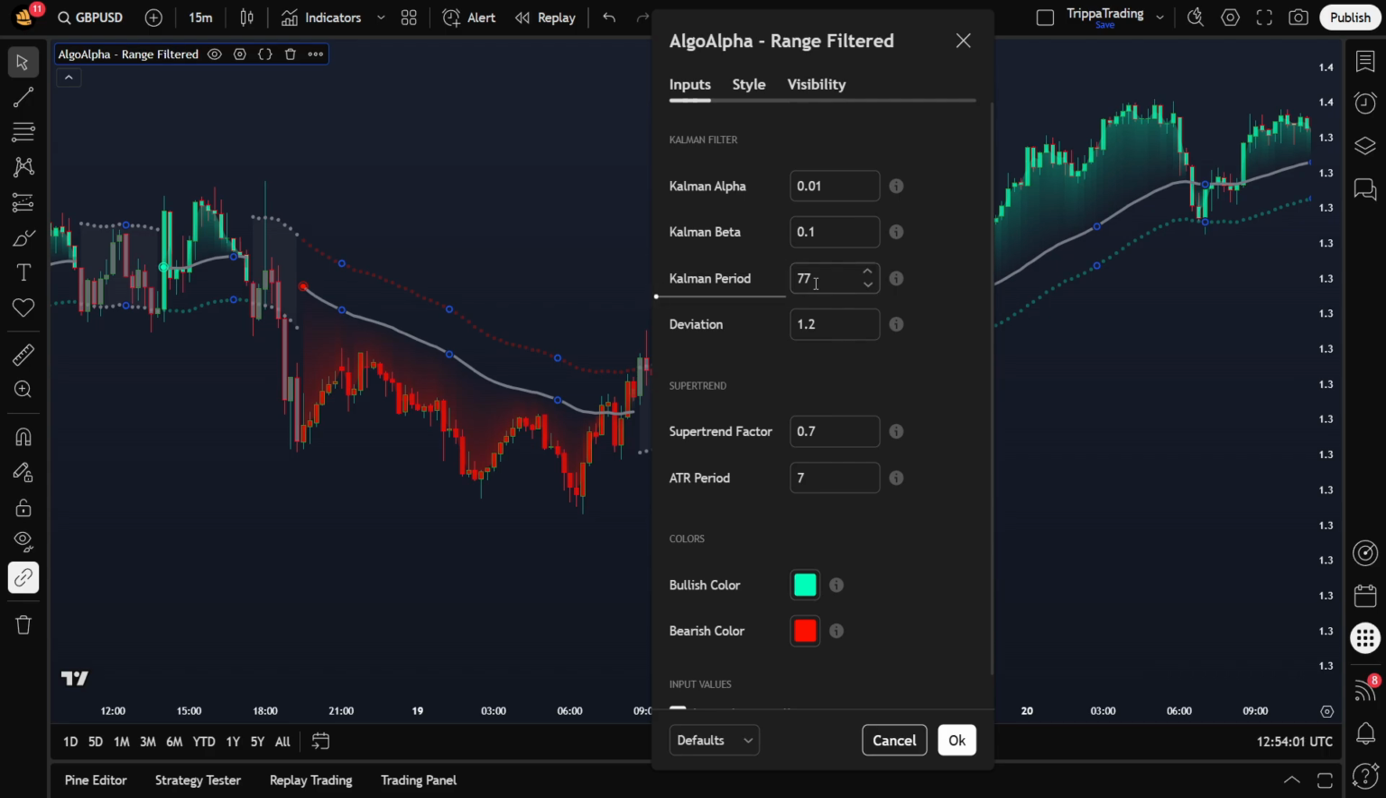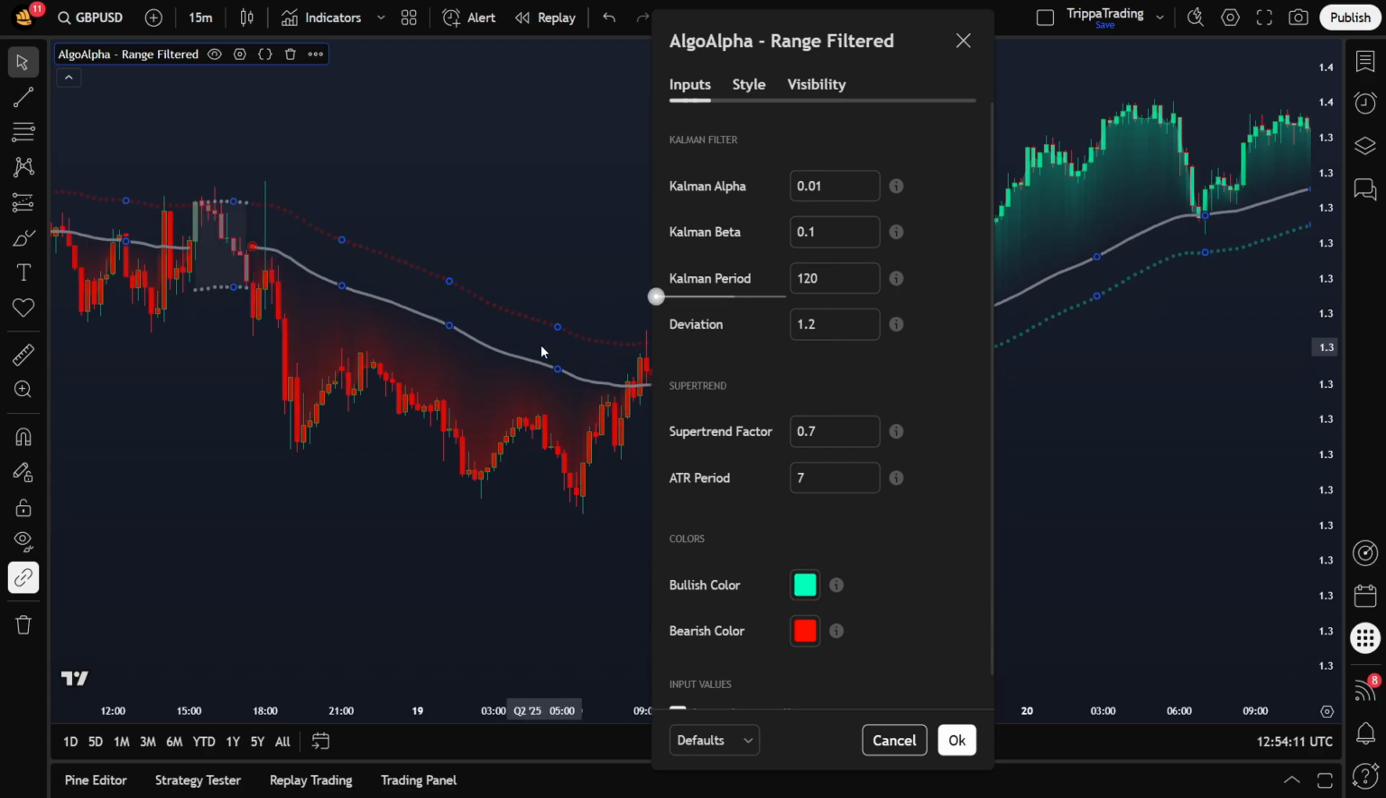Then there's the Kalman period, which is set to 77. This is basically how far back the indicator looks to calculate its trend logic. A value of 120 works better, but this depends upon what type of trading you are doing, and then you can adjust that according to your requirements. A longer period focuses more on the broader trend.